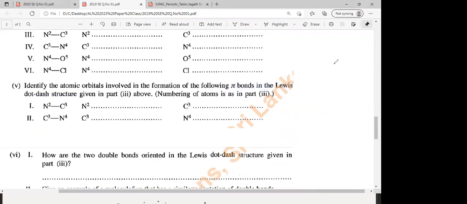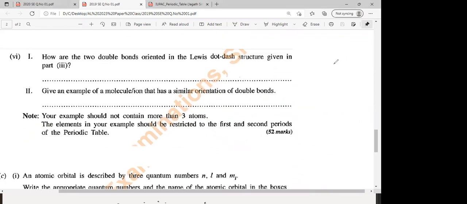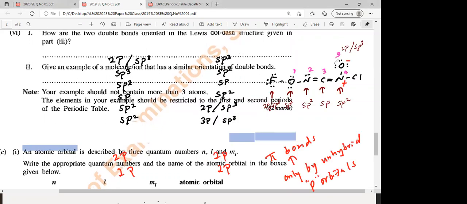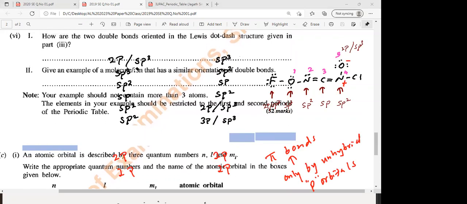Part 6. How are the double bonds oriented in the Lewis structure? Okay, I will keep that structure, otherwise I have to draw it again. I'll keep this one and erase the rest. Right.